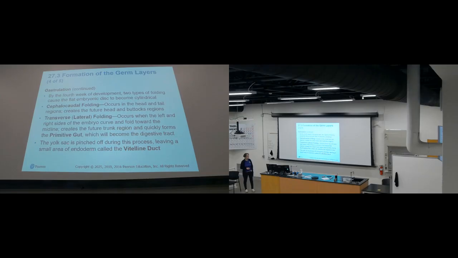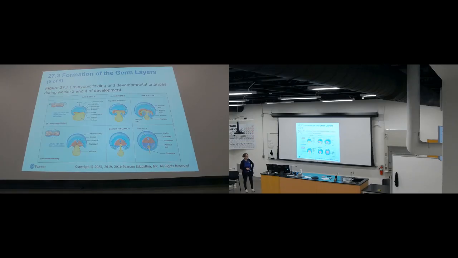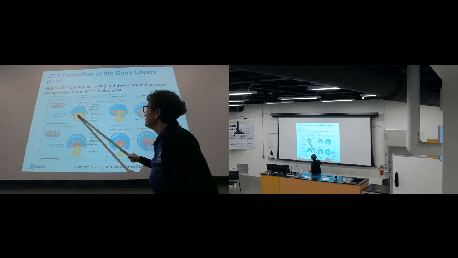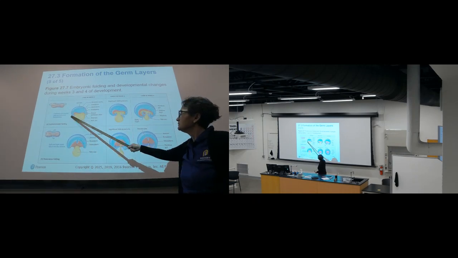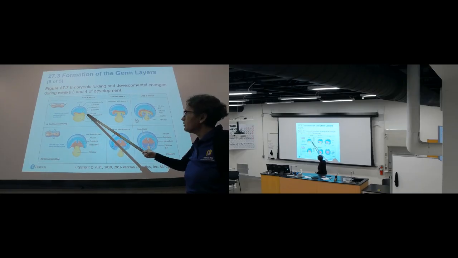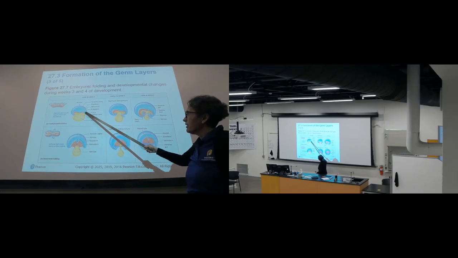And then as this is happening, you start pinching the yolk sac, and then you start forming the vitelline duct out of the endoderm. So this is the cephalocaudal folding. So this is going to be the future umbilical cord. This is the allantois. This is the yolk sac.